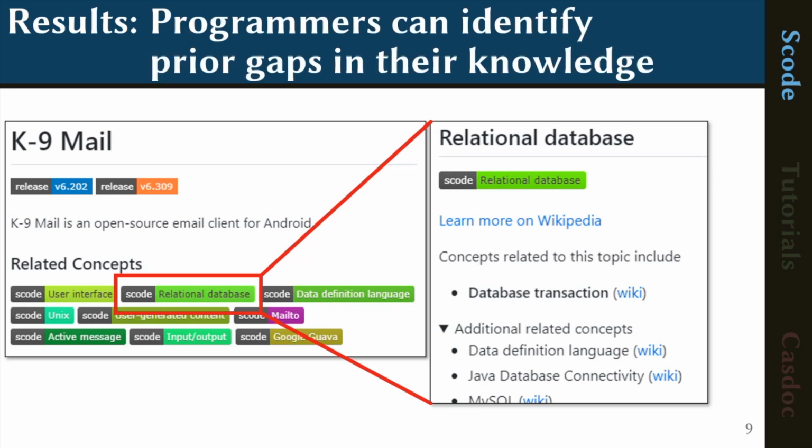So ultimately, programmers can identify, before even looking at a document, whether they have gaps in their knowledge, and if they have some, address those gaps or maybe find different documents, or in this case, different projects.